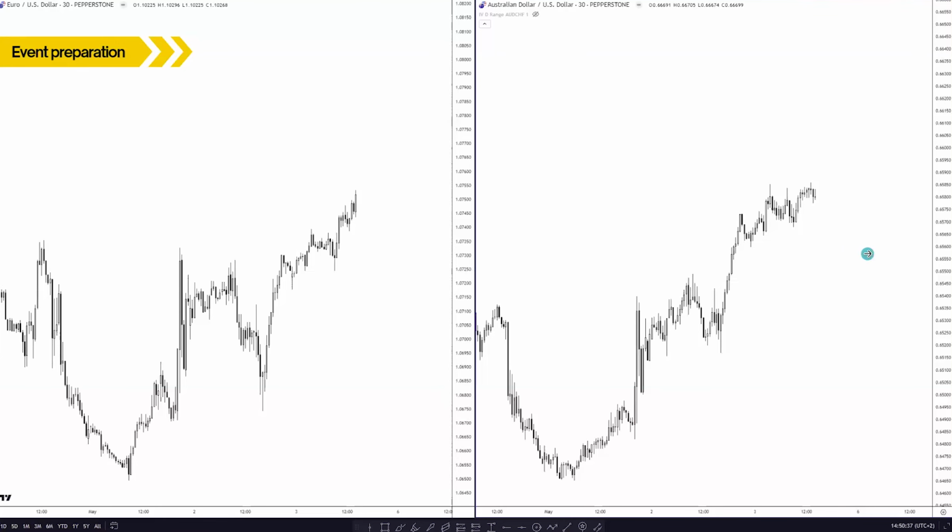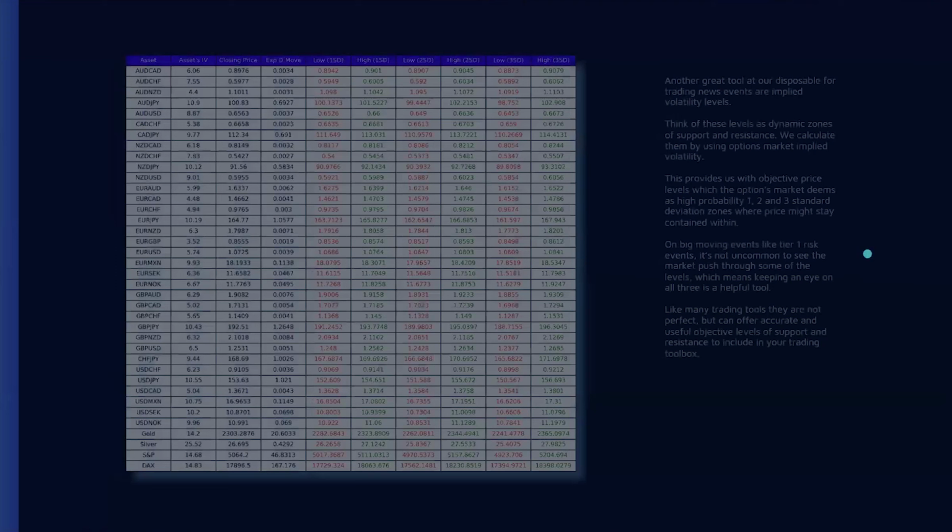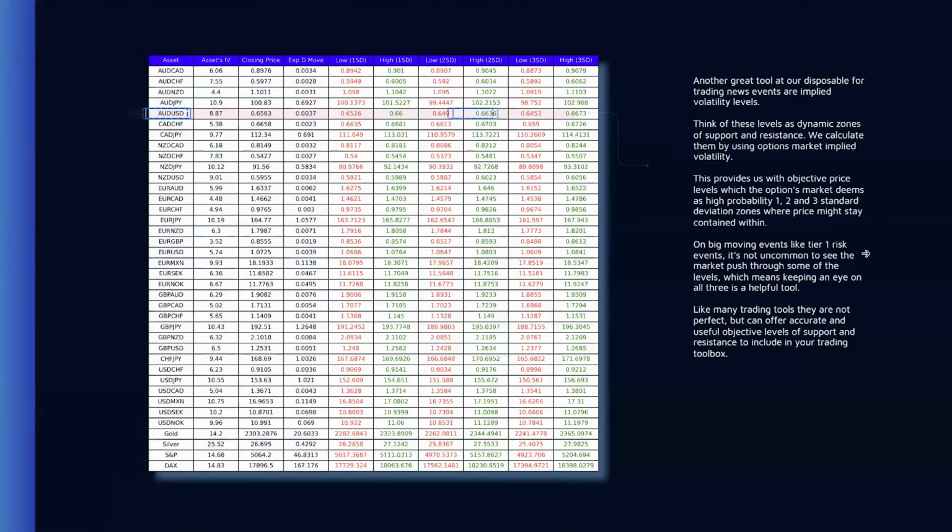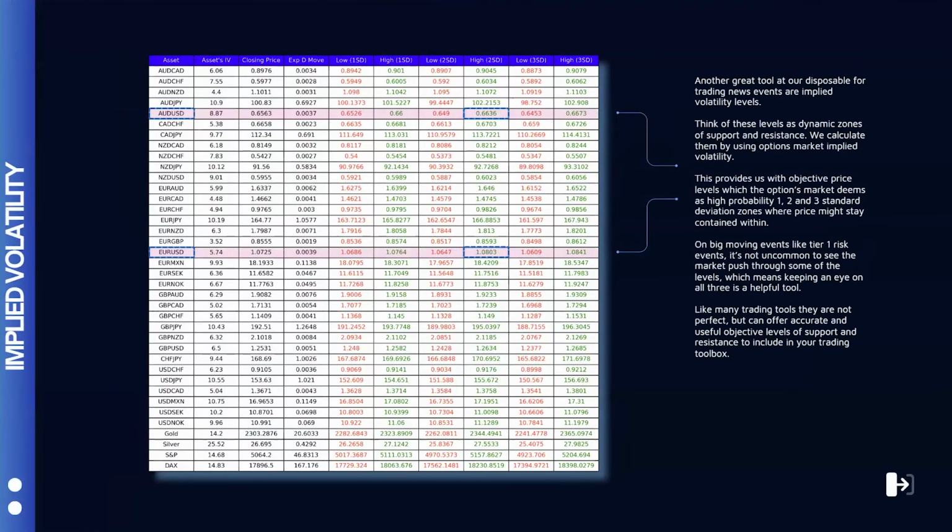Now, for those of you who might not know what these are, you can think of implied volatility levels as a type of pivot point. And they are essentially just dynamic levels of support and resistance that change every day. And we calculate them from options data. Now, by using the implied volatility for an asset, we can derive objective, not subjective, but objective price levels which the options market deems as high probability.